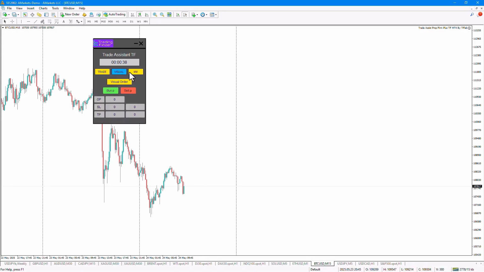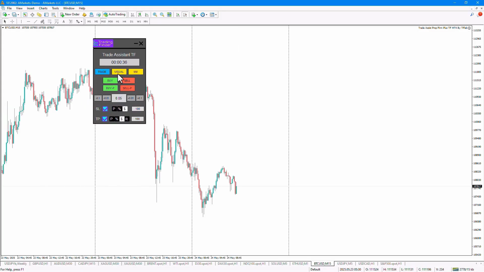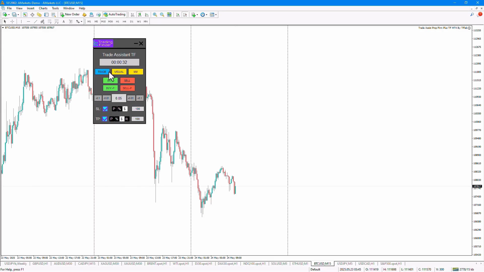At the bottom there are three tabs, the Trade tab, the Visual tab, and the Money Management tab. Using the Trade tab, I can execute my trades and manage them accordingly. Here there are buy and sell options along with pending buy and pending sell options. In the lower section, I can set the trade entry volume, and below that I can specify the placement of my stop loss and take profit for each trade.